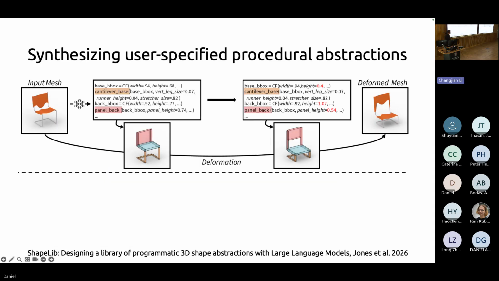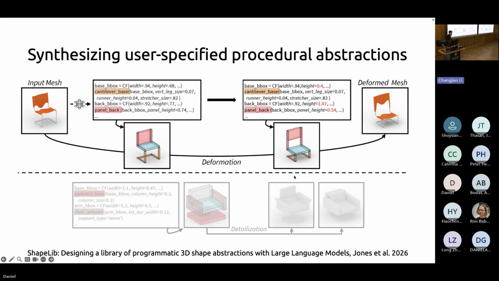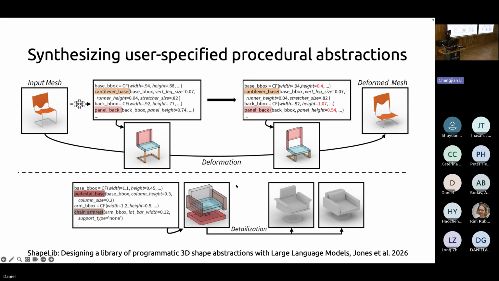And when you have these abstractions, in our particular case, the programs themselves only generate assemblies of boxes, but those are already very useful as parametric deformation cages. So you can manipulate the parameters of these programs, and you can use that to control the deformation of some more detailed mesh. Or you could even use this as a sort of control signal for 3D generators, add detail, and you could explore different detailizations of the structure.